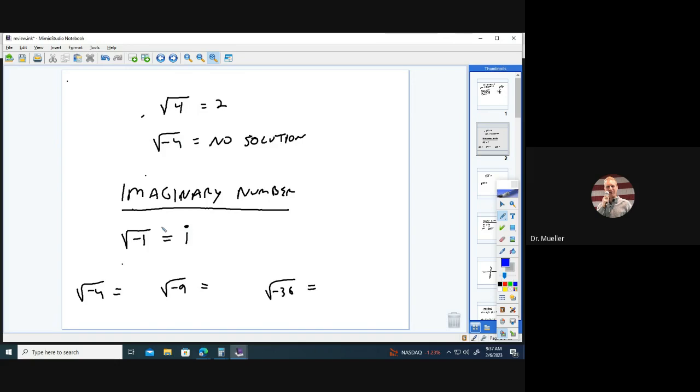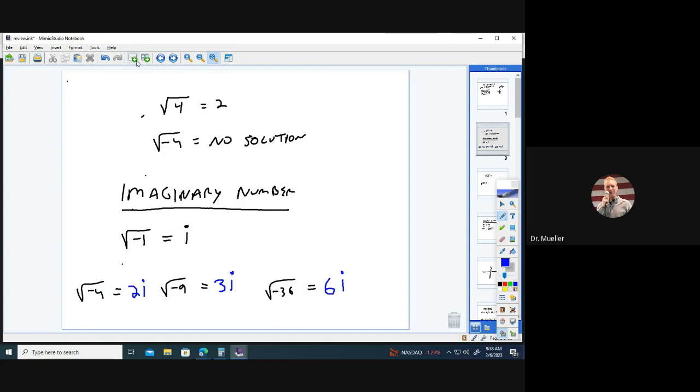Now, just to give you an idea, if we do the square root of negative 4, well, the square root of 4 is 2. And then since there's a negative inside the square root, we add the i, so it should be 2i. Square root of negative 9, well, the square root of 9 is 3. Because we have the negative inside of there, it's going to make that 3i. Square root of negative 36 is 6. But because we have the negative inside of there, it's going to make that 6i. So that's how we get these i's, and these are all considered imaginary numbers.